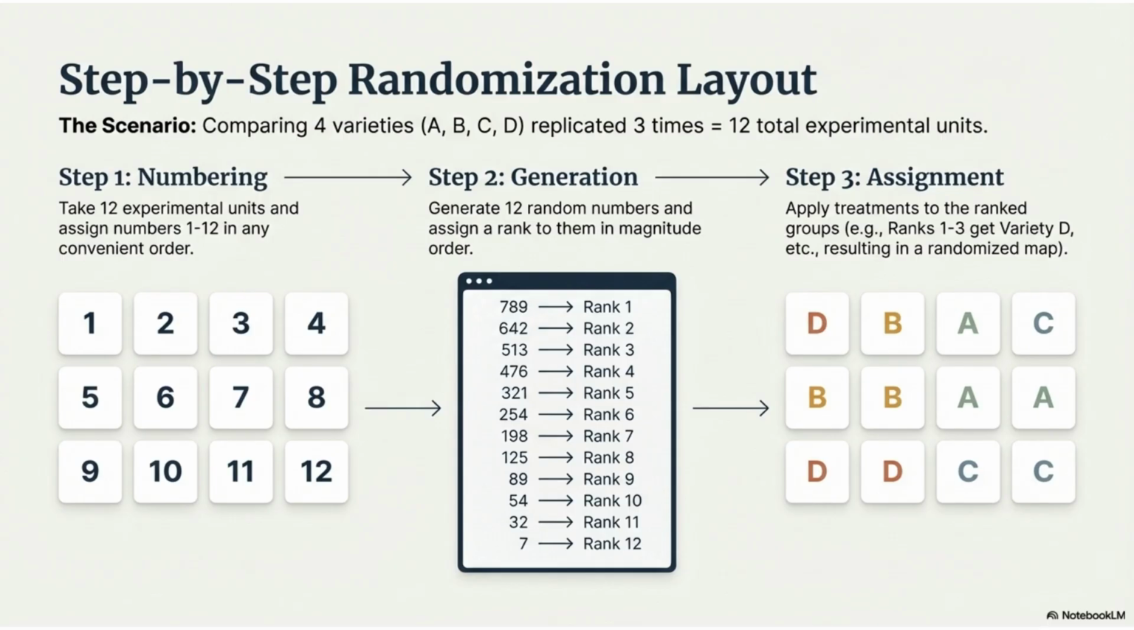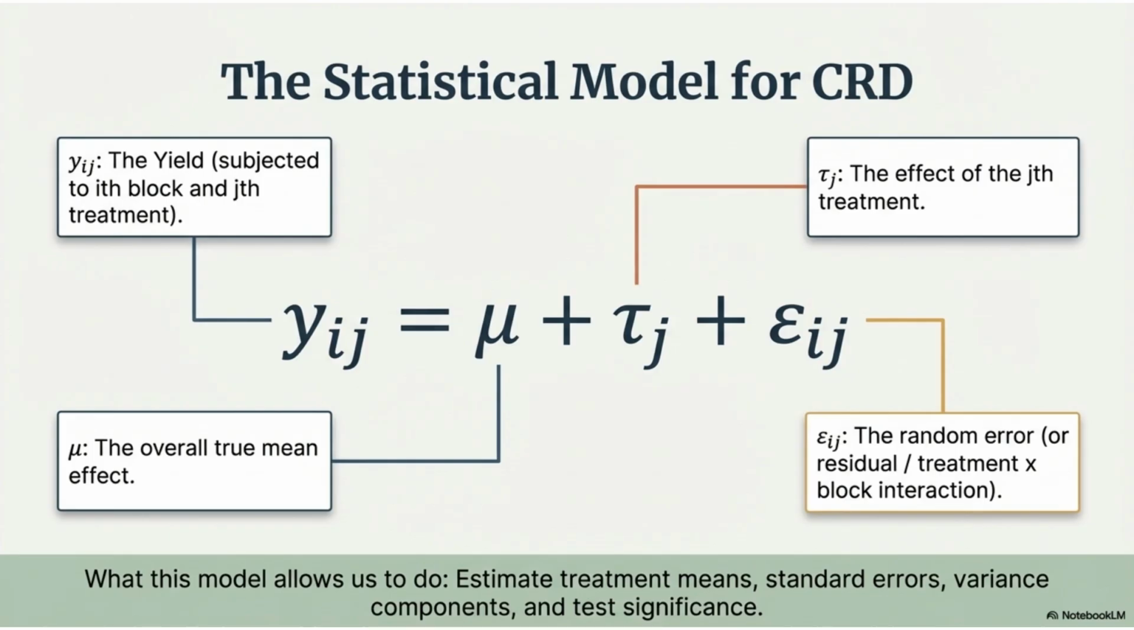The randomization layout for a CRD involves three steps: numbering the units, generating random numbers and ranking them, and finally, assigning treatments based on those ranks to create a randomized map. The statistical model for CRD is y_ij equals mu plus tau_j plus epsilon_ij. This model helps us estimate treatment means, standard errors, variance components, and test for significance.